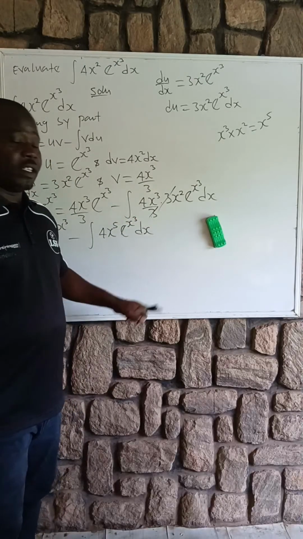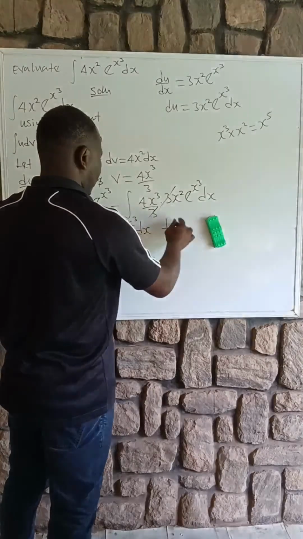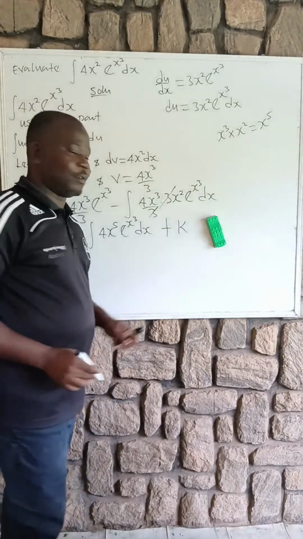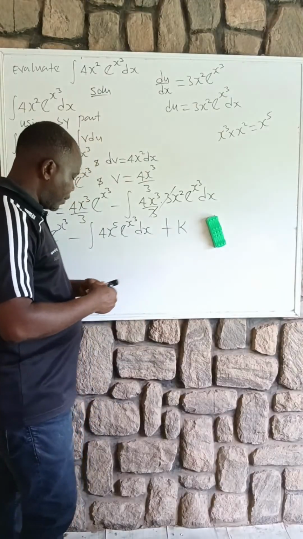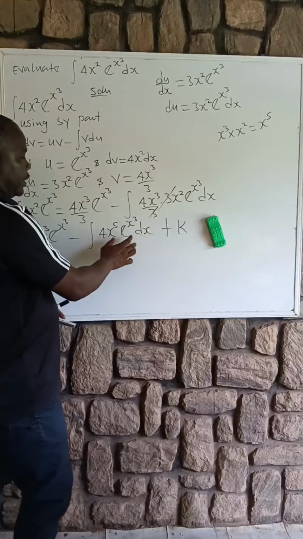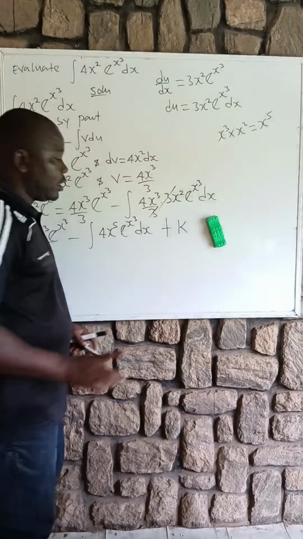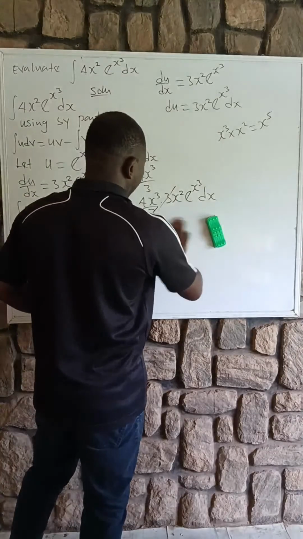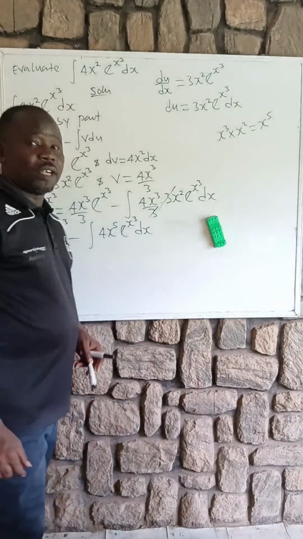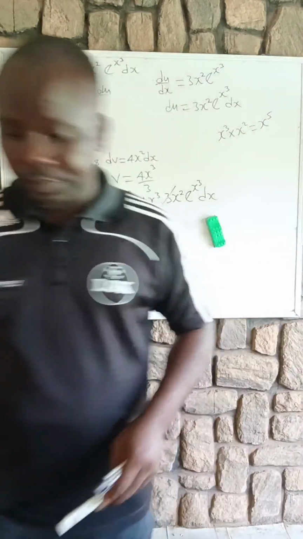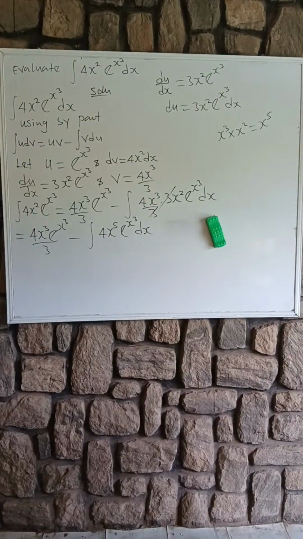Some of you are expecting me to write plus the constant. No, we cannot write plus the constant. Why? Because the integral still exists here until this integral vanishes. That is why we can have plus the constant. Do you understand? Do you have any question, please? Any question? No question? Okay.